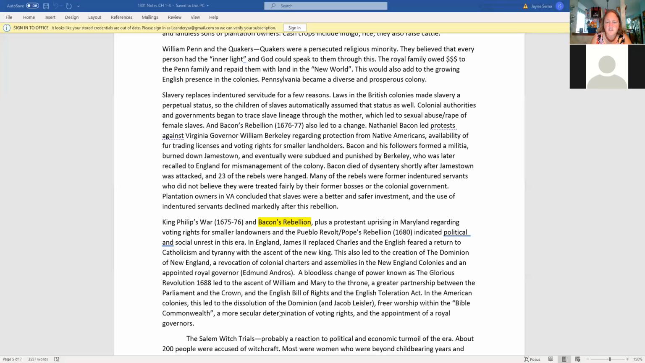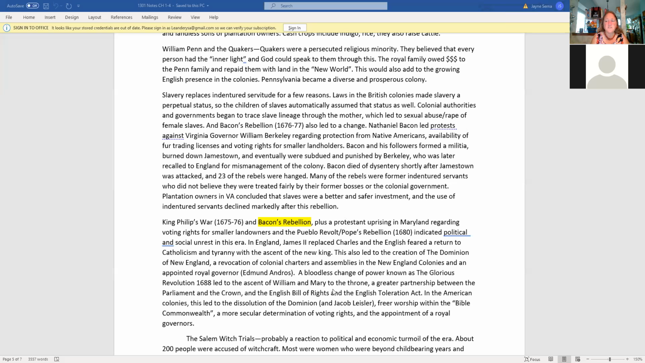The American colonies' resistance leads to the dissolution of the Dominion, and freer worship within the Bible Commonwealth. So we're talking again about those northern New England states, and a more secular determination of voting rights and appointment of royal governors. So you keep the royal governors. Probably going to be more voting rights. There are more voting rights for smaller landowners. And in those colonies with more of a tradition where they combine some of the religious leadership with the church leadership, you will see that start to dissolve during this era.